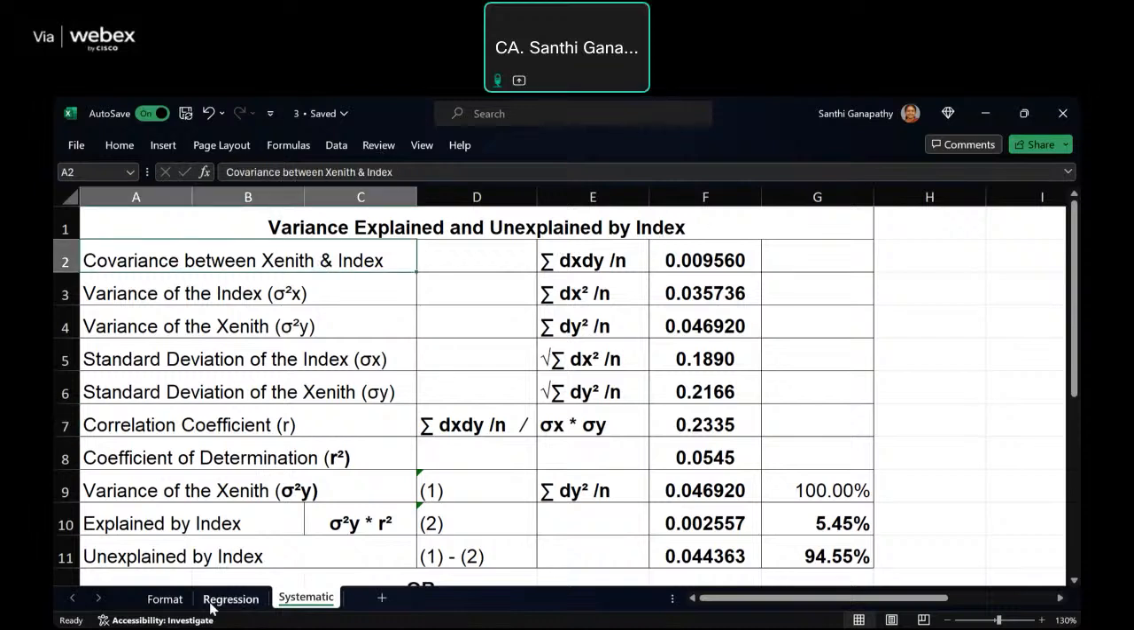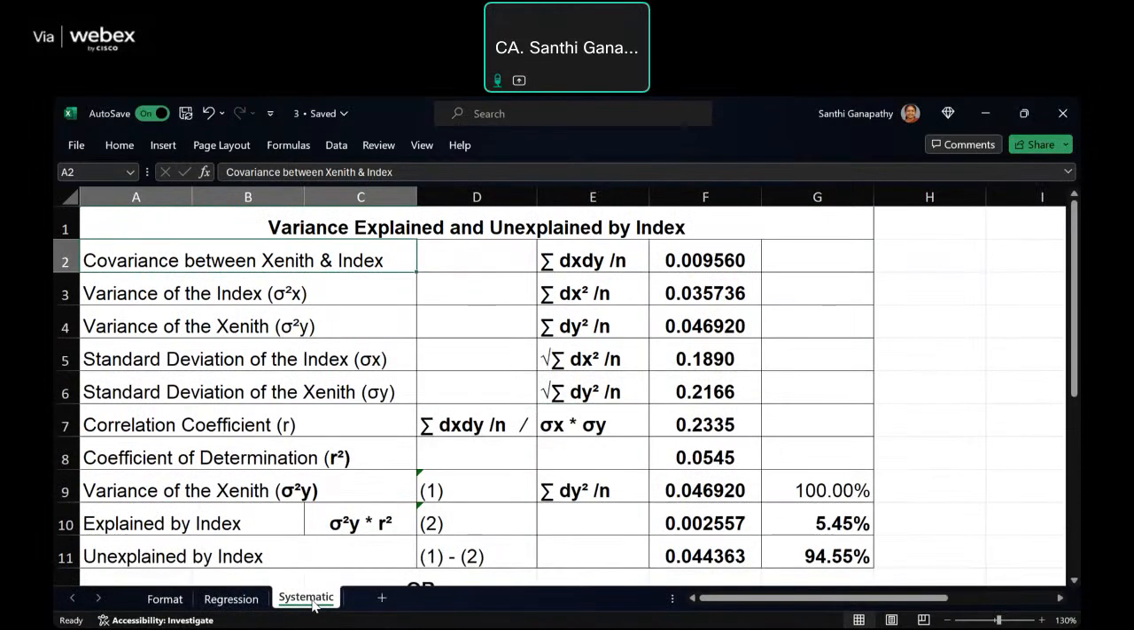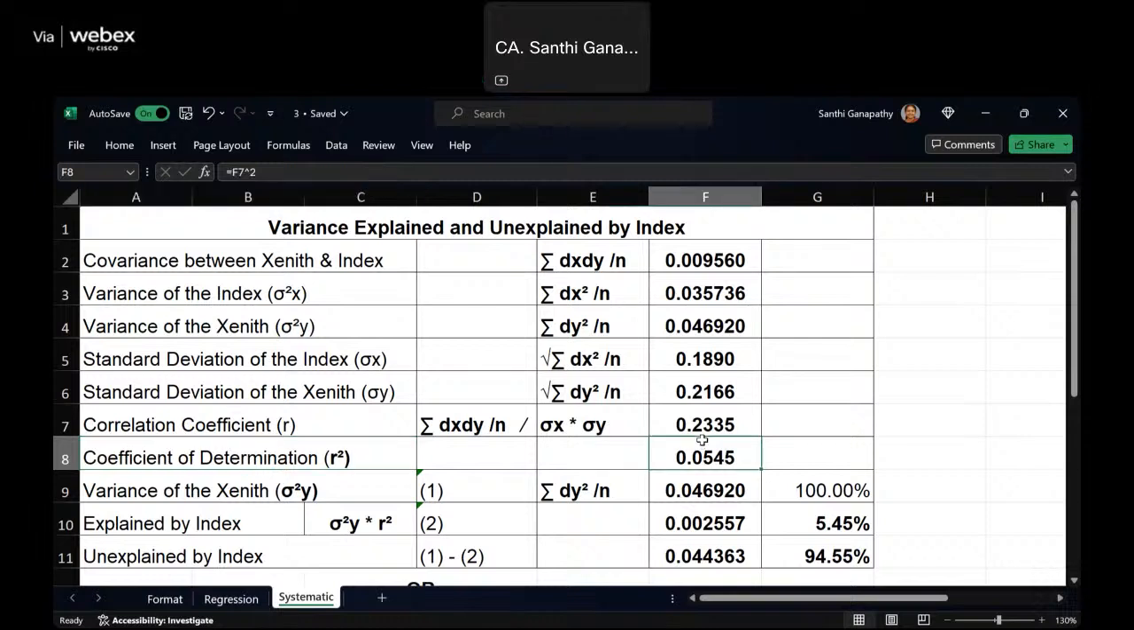Covariance between Zenith and index, we already found that. We take it. Now, whenever we are finding variance, standard deviation or covariance, it is better to work with decimals. So we have taken that. Variance of the index, how much; variance of Zenith, how much. Take the square root, get the standard deviation. The correlation coefficient, we know, is covariance divided by standard deviation into standard deviation. So have that. Now we need to find what is known as the coefficient of determination. That is correlation squared. So variance of Zenith, how much is it? How much is explained by index? How much is unexplained by index? As a percentage, what is the position?